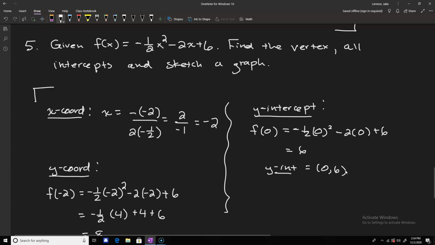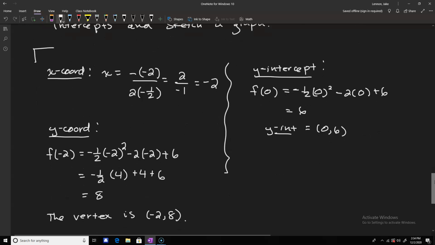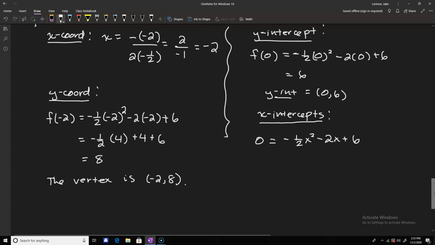The x-intercept is a bit trickier. We need to set f of x, and then there could be multiple, there could be 2. So the x-intercepts could be 1, could be 0, could be 2. All are possible. We want to set f of x equal to 0 and solve. So we have negative 1/2 x squared minus 2x plus 6. So this is a quadratic.